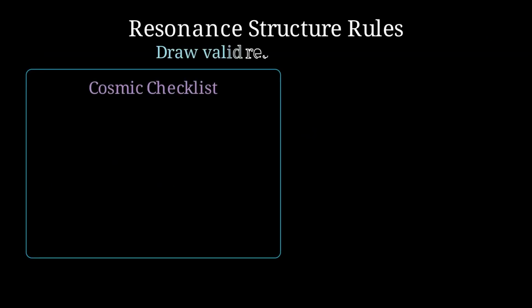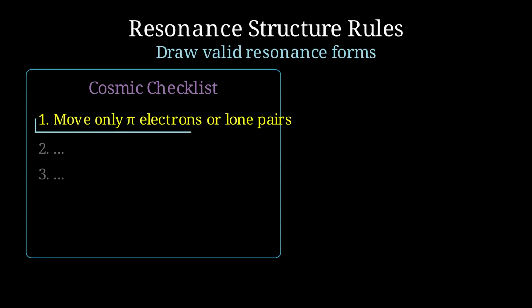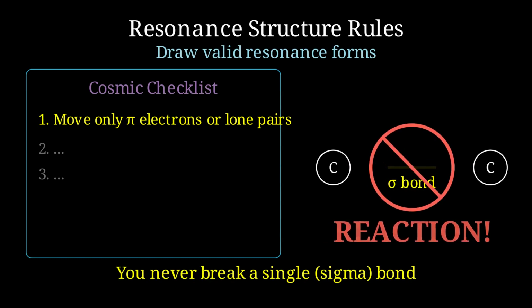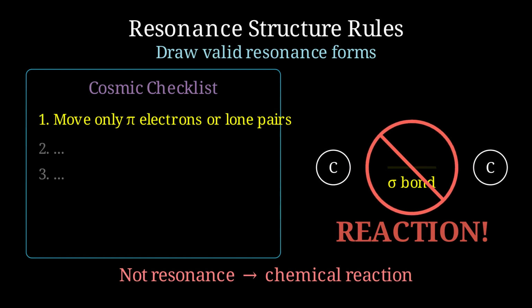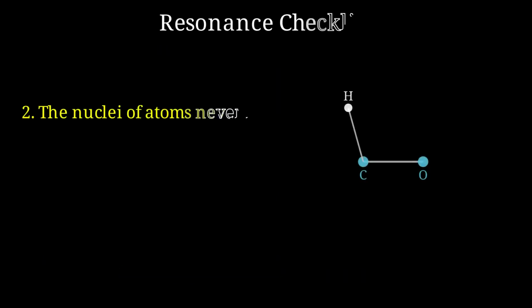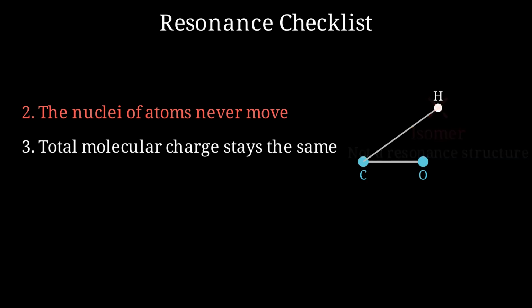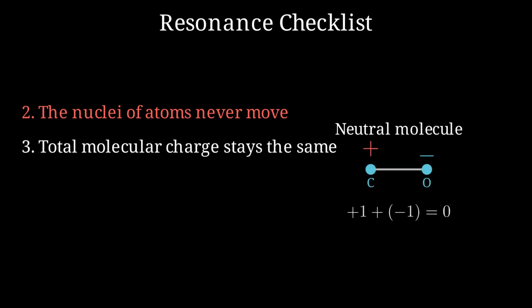To draw valid resonance structures, we have to follow some strict cosmic rules. 1. You can only move pi electrons or lone pairs. You never break a single sigma bond. If you break a single bond, you aren't doing resonance, you're doing a chemical reaction. 2. The nuclei of the atoms must never move. If you move an atom, it's an isomer, not a resonance structure. 3. The total charge of the molecule must remain the same in every drawing.